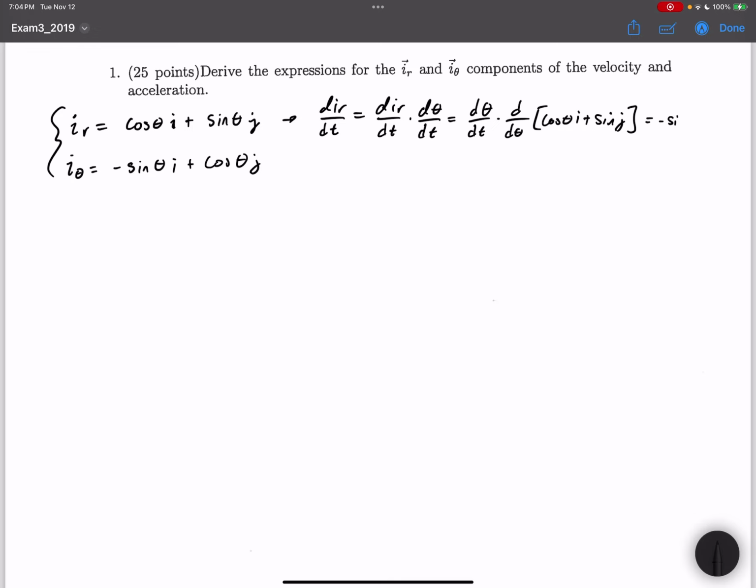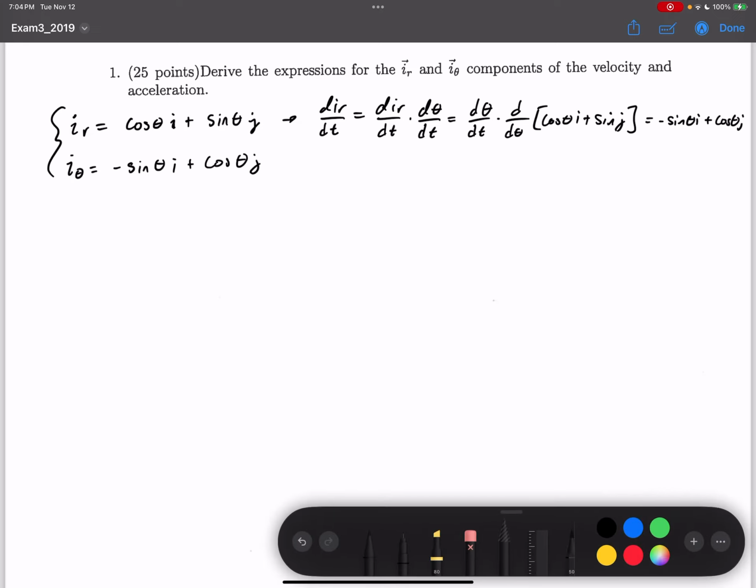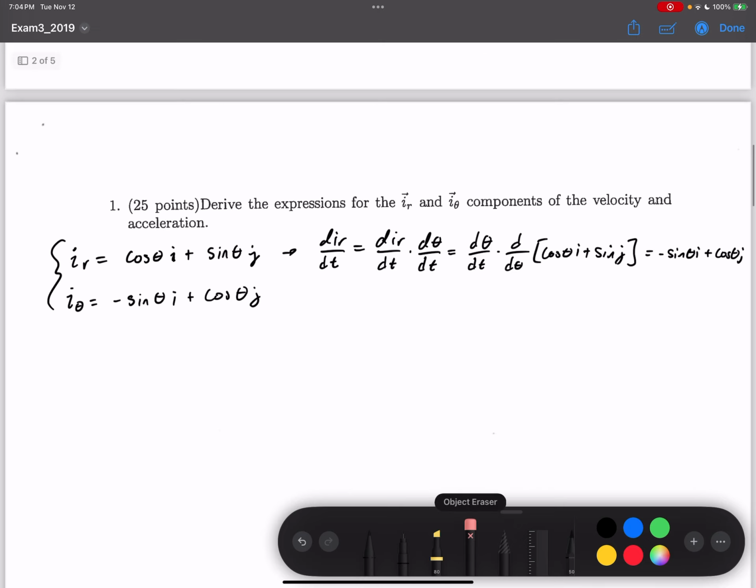negative sine theta i plus cosine theta j times, actually, let me move this down so we have space. Let me move this over here. Oh, Lord. We're having problems today. Okay, it doesn't want to work. So we're just going to go down here.